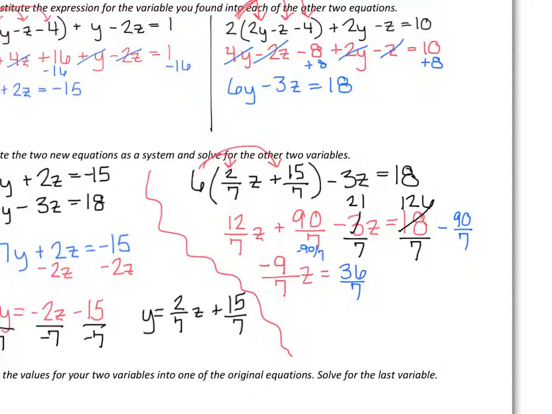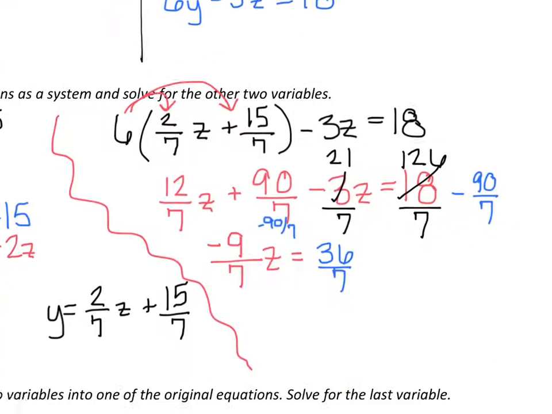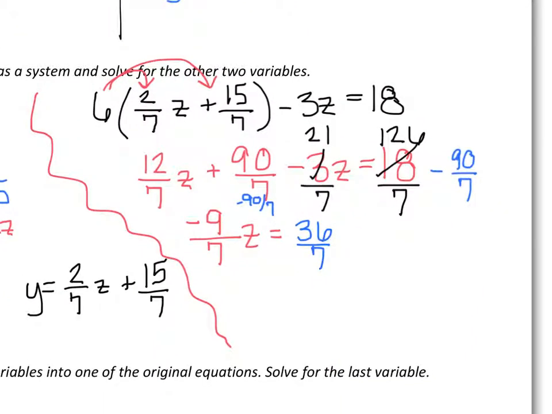What should I do with that negative 9 over 7? Multiply by the reciprocal. So negative 7 over 9. Hey, what happens to our 7s? They cancel. So I have that z equals negative 36 over 9. What's 36 divided by 9? 4. So z equals negative 4. Whew.